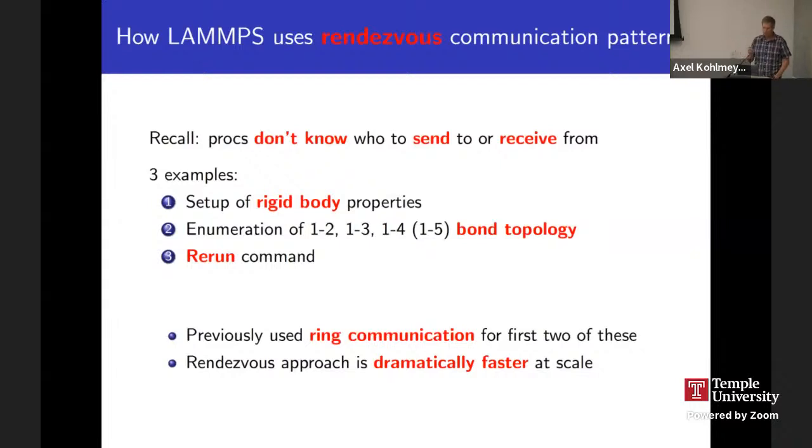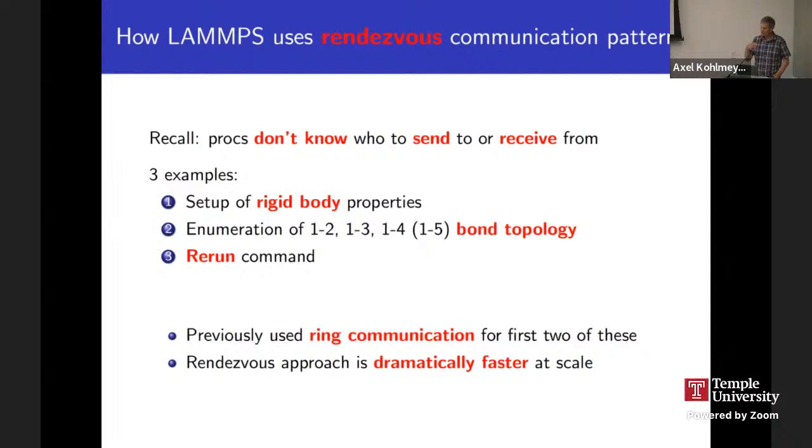So again, recall processors don't know who to send to, they don't know who to receive from, but this intermediate rendezvous decomposition is going to solve the problem. So now I'm going to return to those 3 problems I just briefly highlighted and show you in detail how they work. So this was setup of rigid body properties, enumerating bond topology, and this rerun.